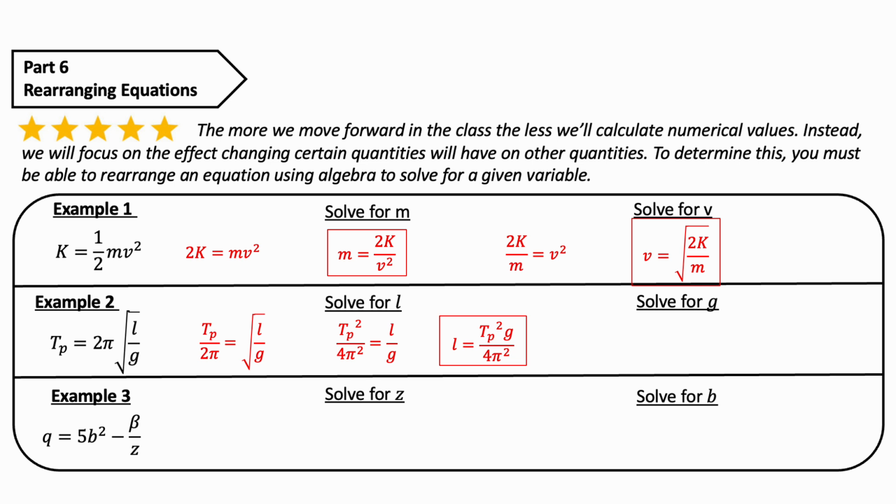Now the easiest way to solve for g is just to go off of my last problem. If you notice, I already have g. I have this solved for L, but g is in the numerator on the right-hand side. So I need to move the 4 pi squared over. So I'm going to multiply both sides to do that. Now on the left, I have 4 pi squared L. And now I need to move that T_P squared to the other side through division. So my final answer for g is 4 pi squared L in the numerator, divided by T_P squared in the denominator. And those are both our final answers for example 2.